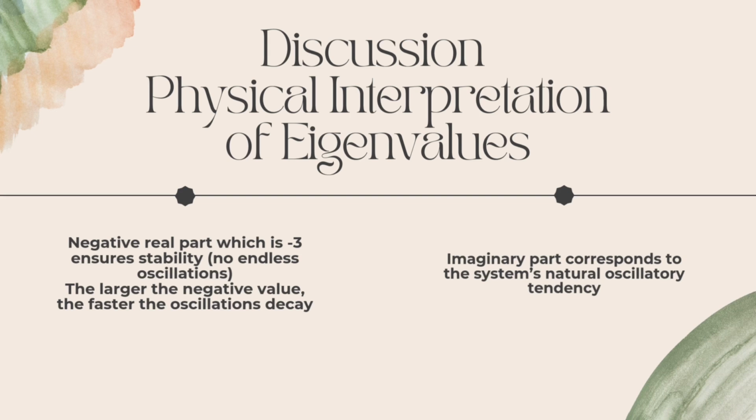The next one is the imaginary part, which corresponds to the system's natural oscillatory tendency. So this imaginary part indicates the angular frequency omega equal to 13 of the natural oscillations in the circuit. The imaginary part indicates a balance between energy storage and dissipation, resulting in damped oscillatory behavior.